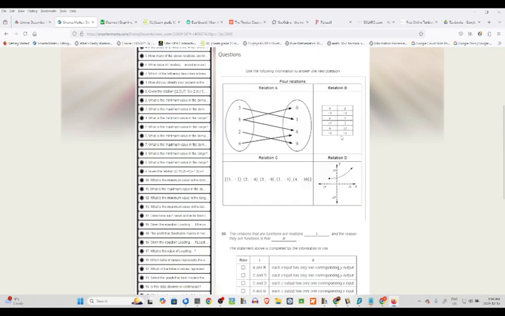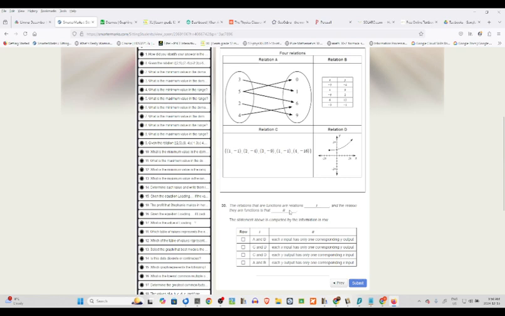Our final question. The relations that are functions are relations. It can't be A, because that has 2 values associated with 5. So it's got to be C and D, because everything else includes A, and the only other alternatives are C and D. And that's functions because each X input has only one corresponding Y output. That's the definition. Just to double check, relation B has 2 entries for -3.